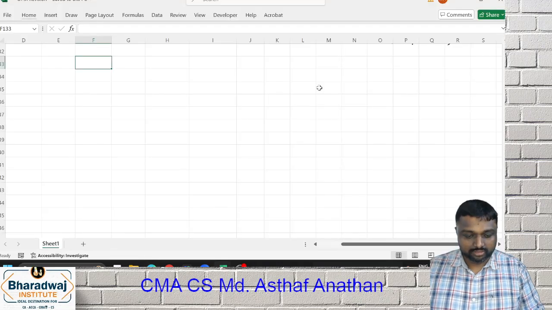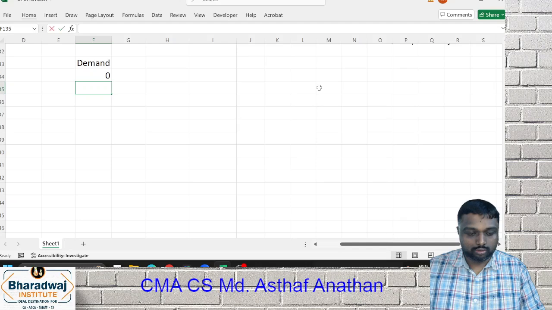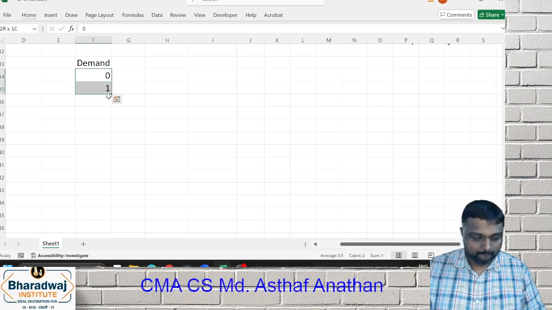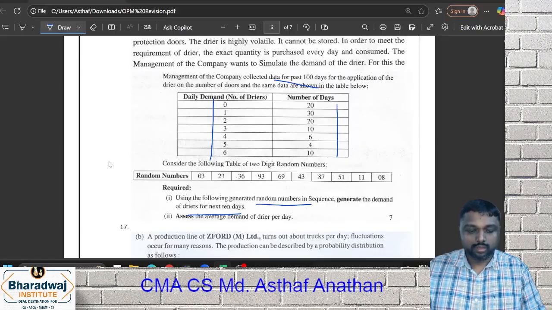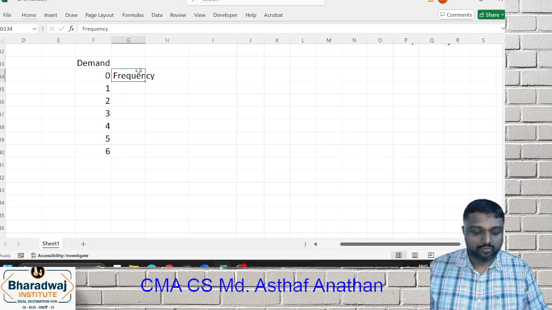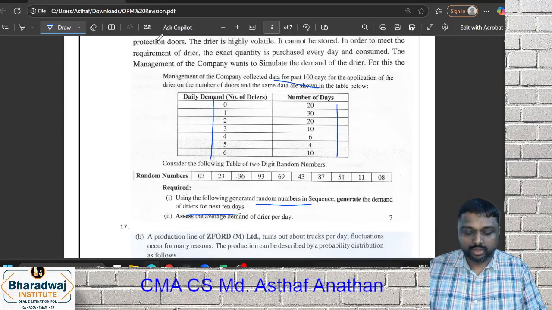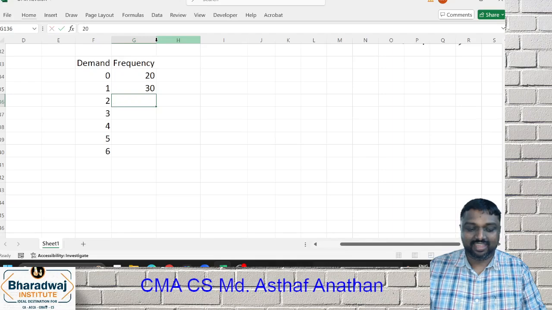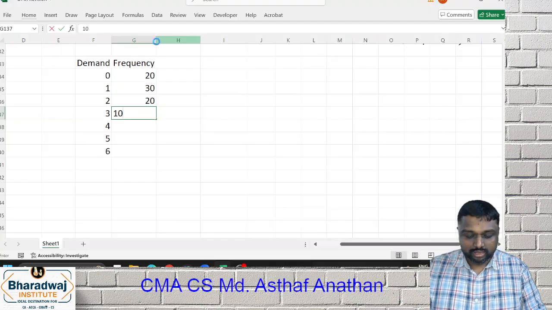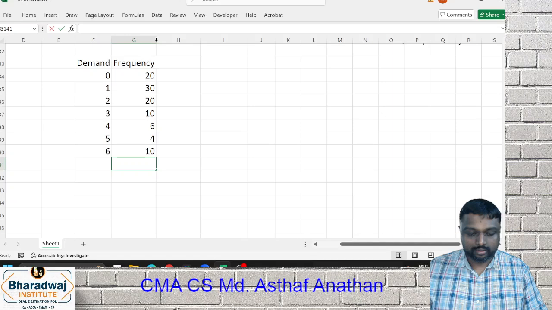So shall we start? The question they have given: demand is given first. What is the demand? Demand is 0 to 6. Now, what about number of days? This number of days is our frequency, otherwise called frequency. What is the frequency or number of days? Some days it is 20, some days 30, some days 20, 10, 6, 4, and 10.